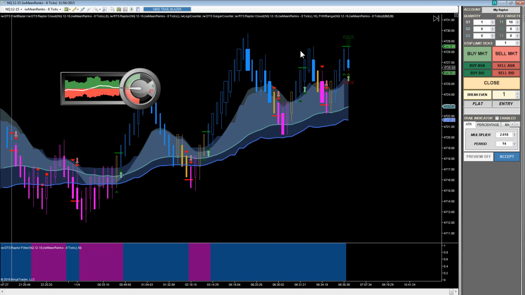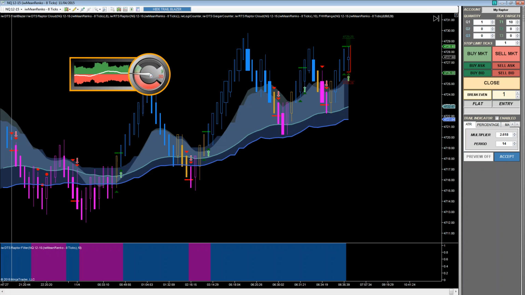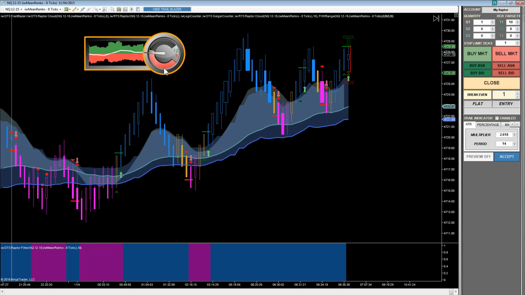And the market currently struggling with the highs. This tool that you see right here, this is called the Geiger counter. This is one of the add-ons that you're going to see here today.